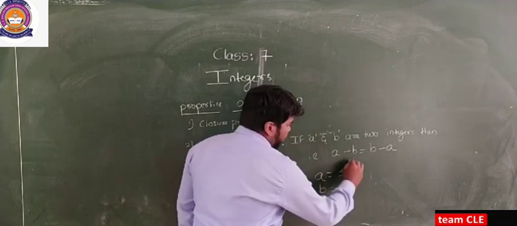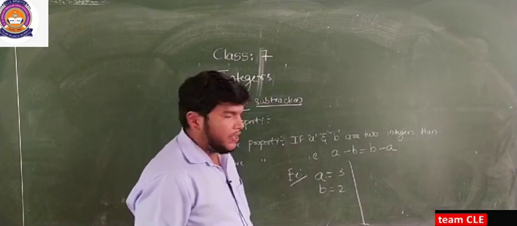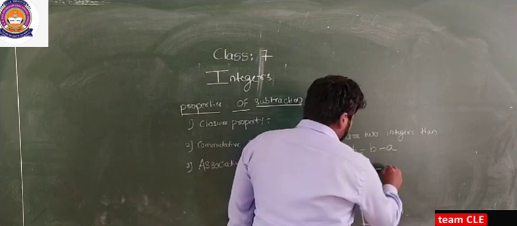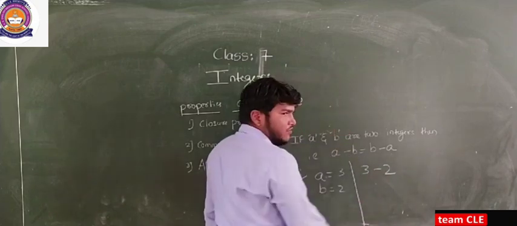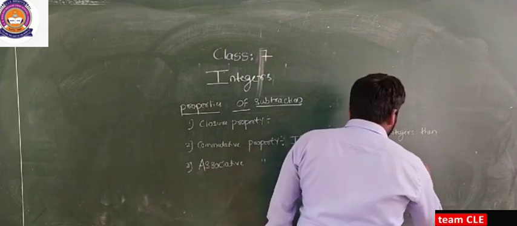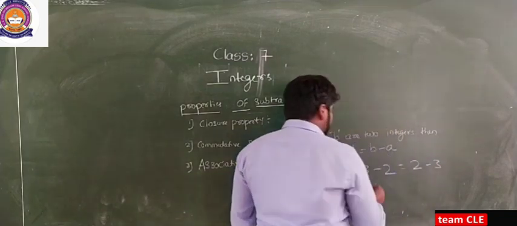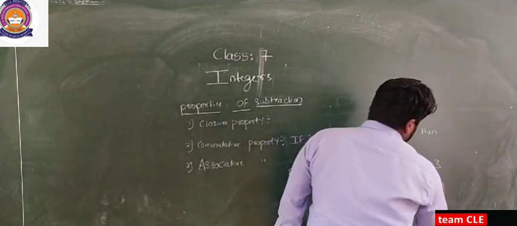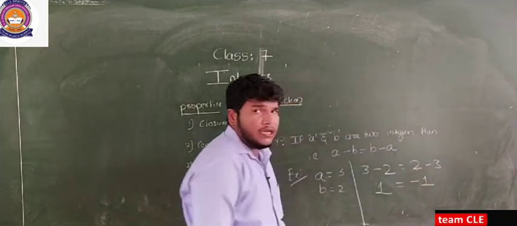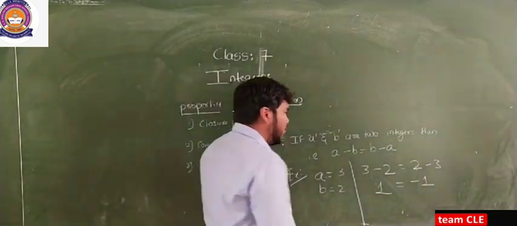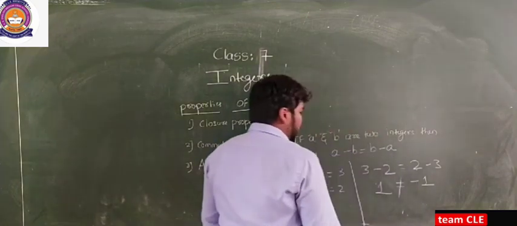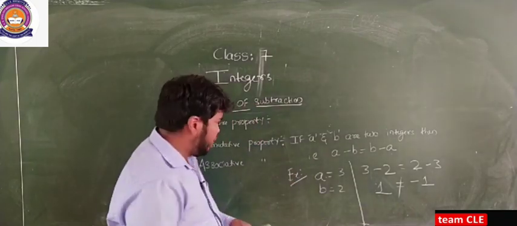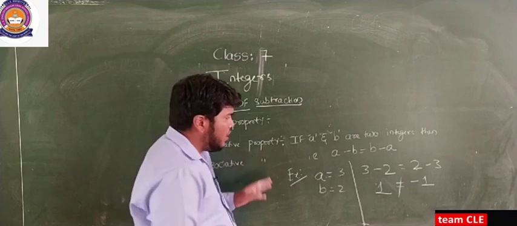I just verify this commutative property equation. Here a is equal to 3, b is equal to 2, with the minus sign as it is. So 3 minus 2 is equal to 1 and 2 minus 3 is equal to minus 1. Why is it minus 1? Because we have to see the greater number and keep its sign. So 1 is not equal to minus 1, which means the commutative property does not hold good for subtraction.